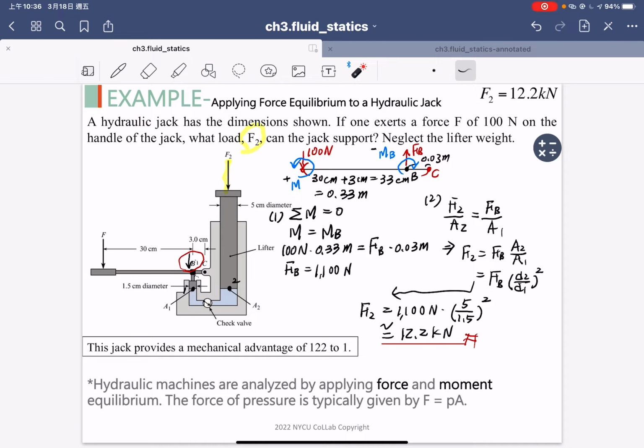Okay, so if you do the comparison, we only used 100 newtons, but finally we have 12.2 kilonewtons. It's totally different numbers. So this is the efficiency. It's due to the hydraulic mechanism idea.